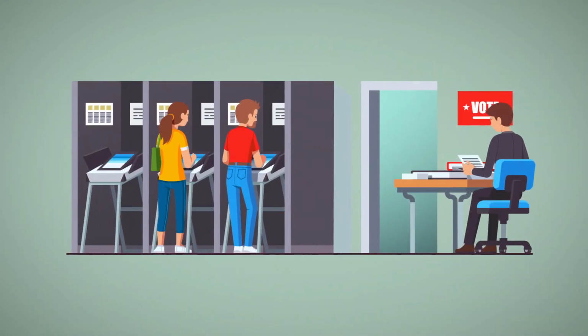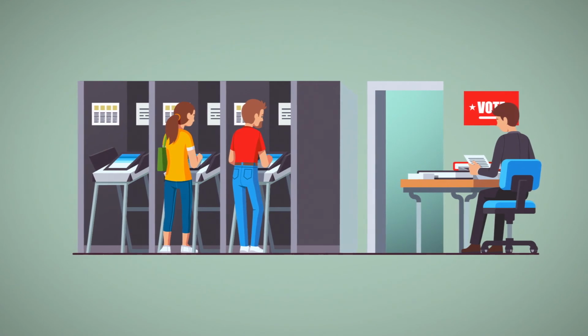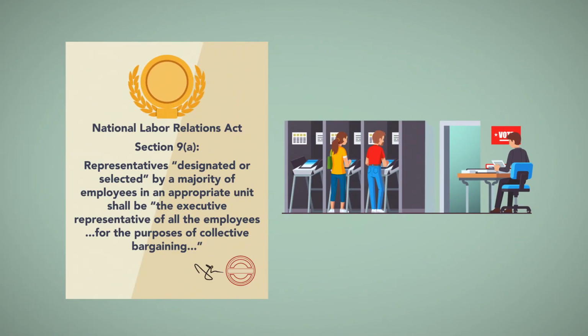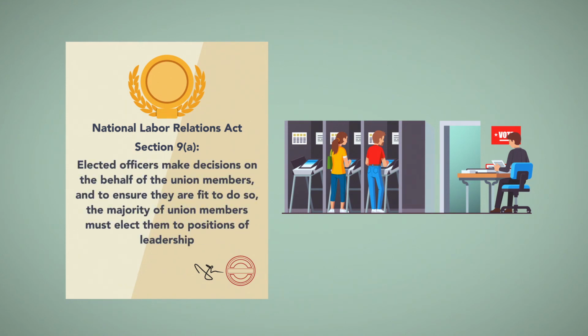Union leaders are elected democratically, as unions must hold elections to appoint officers. Section 9A of the NLRA provides that representatives designated or selected by a majority of employees in an appropriate unit shall be the exclusive representatives of all the employees for purposes of collective bargaining. In other words, elected officers make decisions on behalf of union members, and to ensure they are fit to do so, the majority of union members must elect them to positions of leadership.